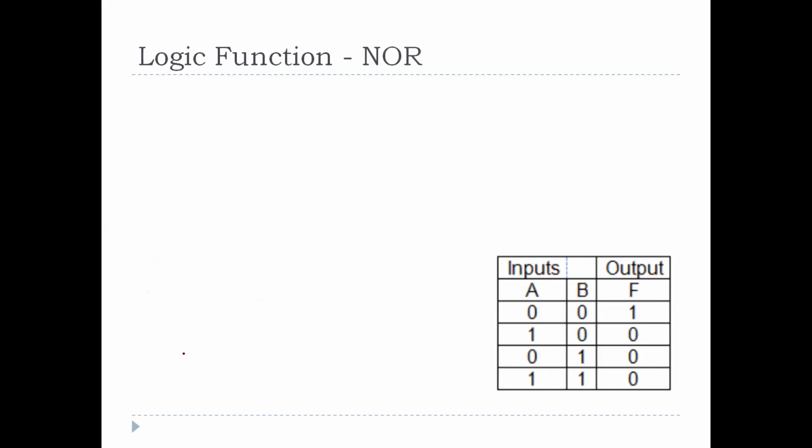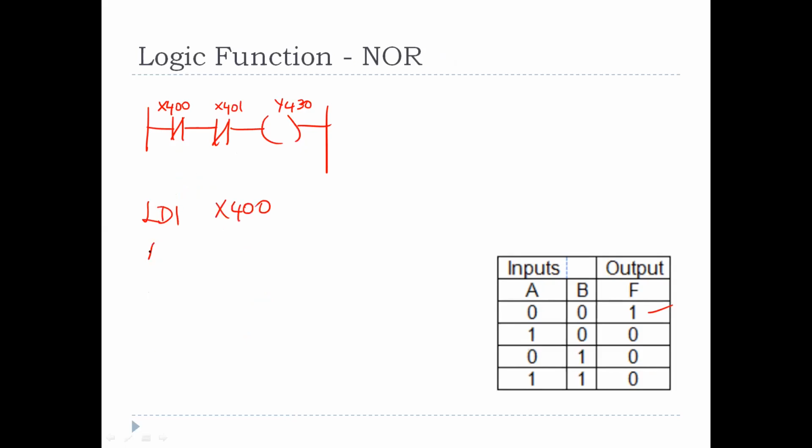For NOR, it is the exact opposite of OR. Only if both the inputs are not there, I will get an output. For all other cases, I will not get any output. So the logic is two normally closed contacts in series. So the mnemonic will be LDI X400, ANI X401, OUT Y430, END.